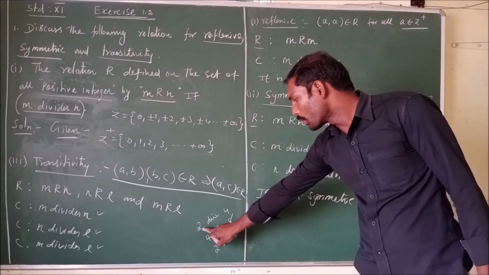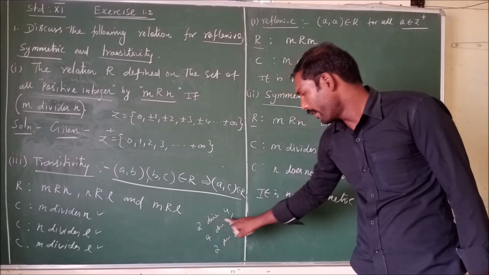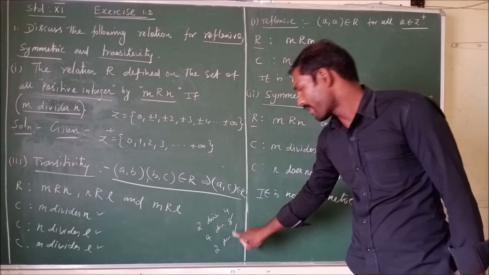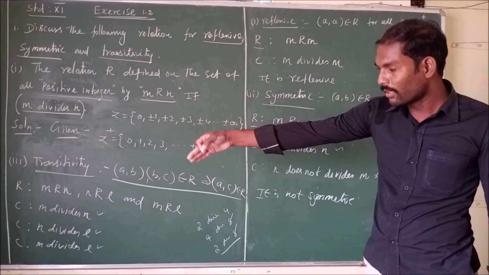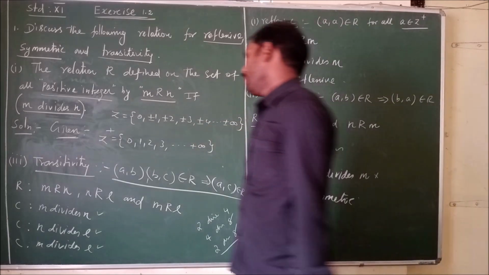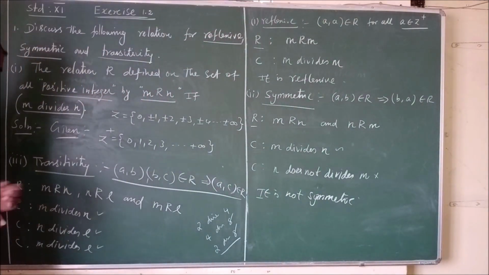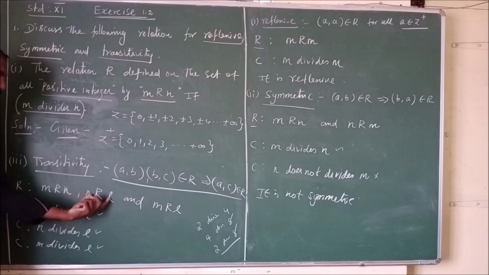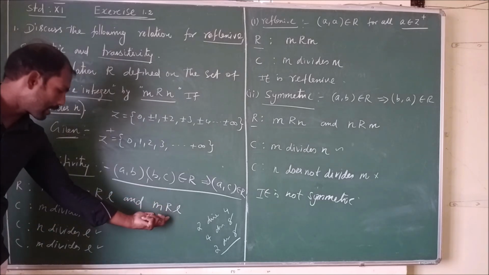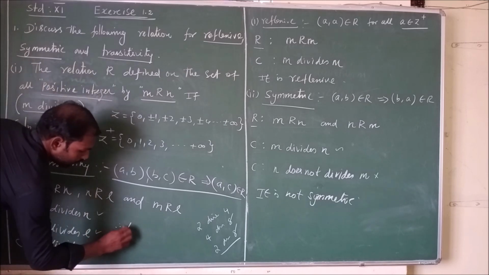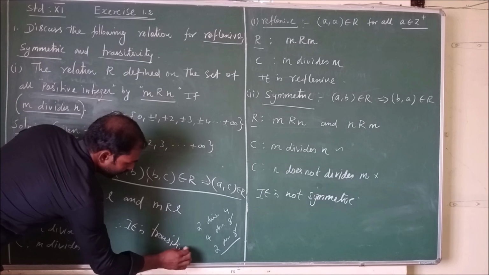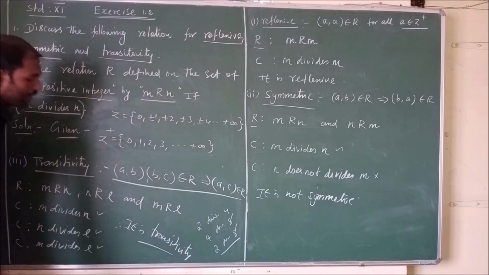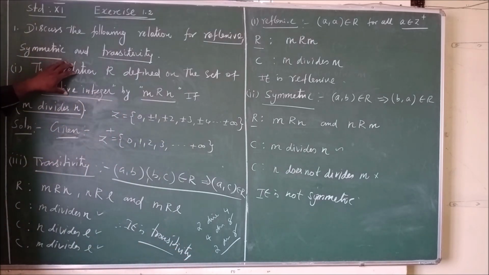It is clear that 2 divides 4, 4 divides 8, and also 2 divides 8. So m divides n, n divides l, and also m divides l. So all three relations are satisfied. Hence it is transitive.